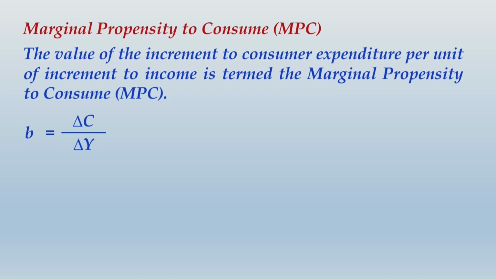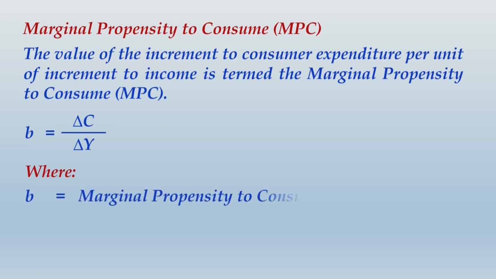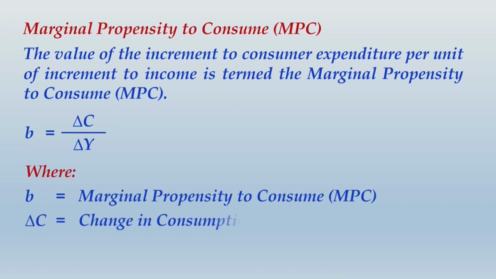For example, if I say that your marginal income was 5,000 and your marginal consumption expenditure was 3,000, so 3,000 divided by 5,000 will give you 0.6, and that becomes that ratio 0.6, which is nothing but the same B that we were talking about in that equation. That technically is known as marginal propensity to consume. So let us define all these components in the equation.